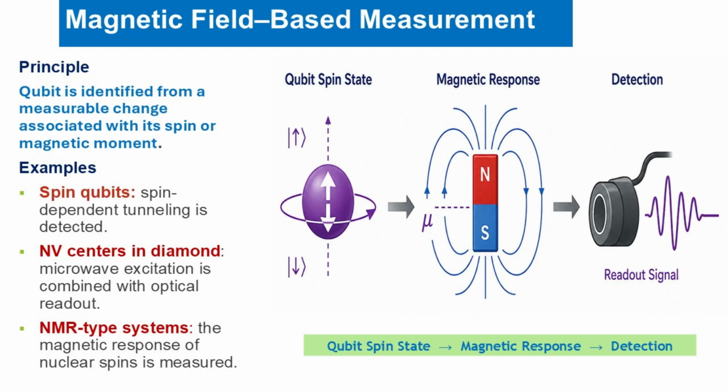First, consider magnetic or spin-based measurement. The qubit information is associated with its spin or magnetic moment. As shown in the figure, the qubit spin produces a measurable magnetic response, which is then detected. Spin qubits can use spin-dependent tunneling. NV centers combine microwave excitation with optical readout. NMR systems detect the magnetic response of nuclear spins. So the basic flow is qubit spin state, magnetic response, detection.